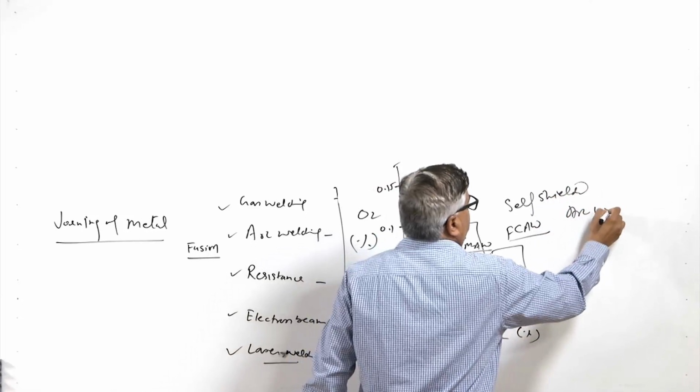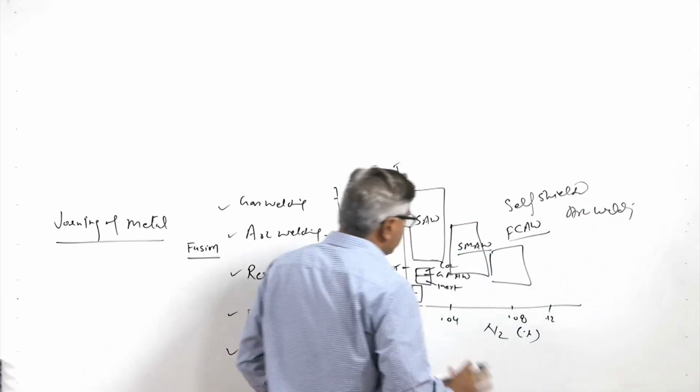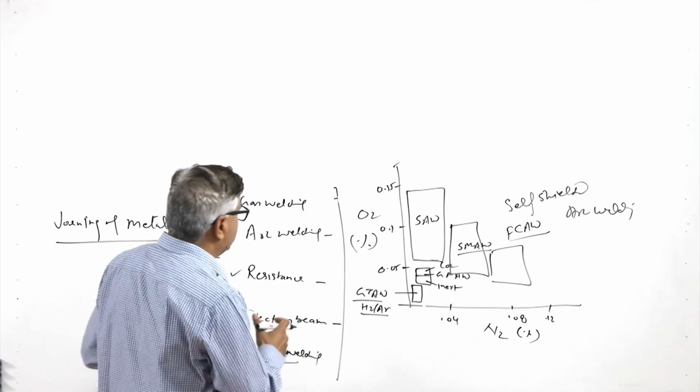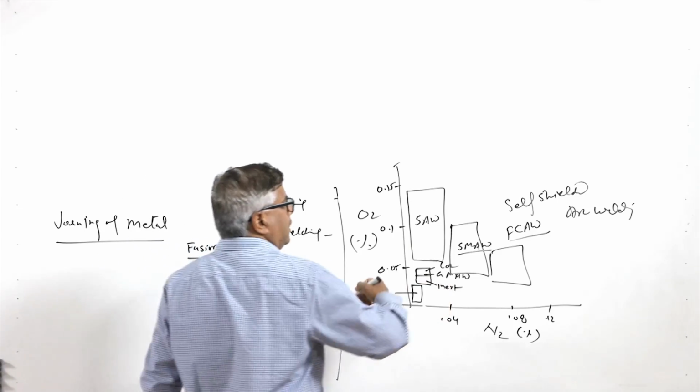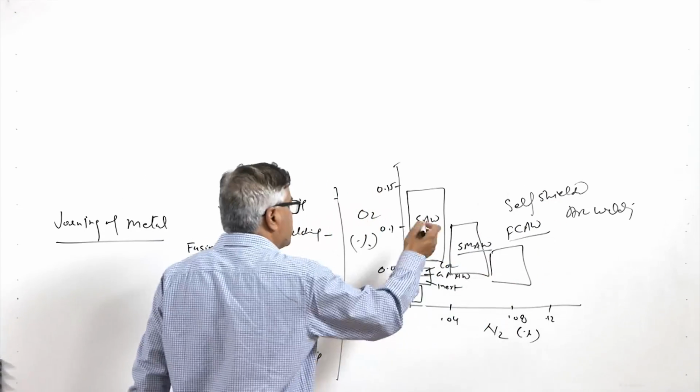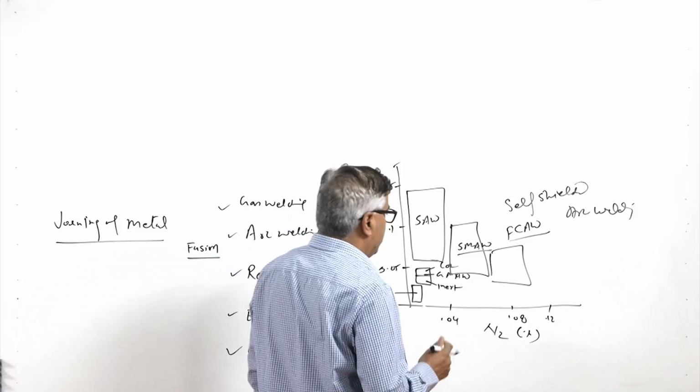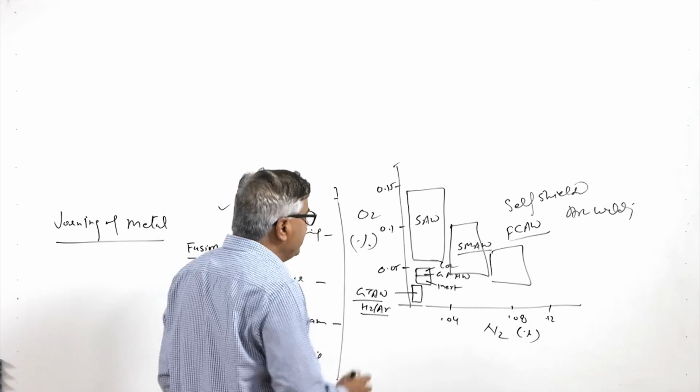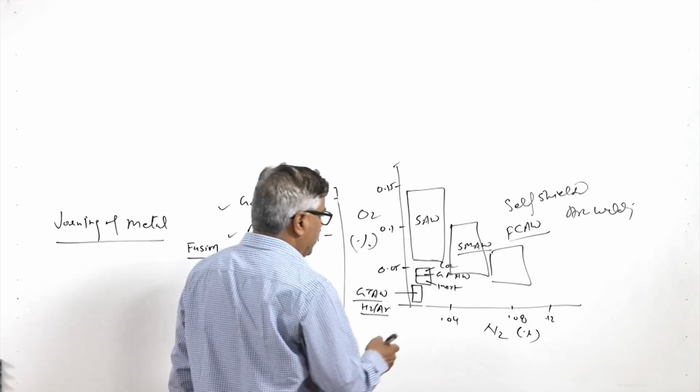arc welding processes. So, all these are different arc welding processes which use different approaches for protecting the weld metal. That is why the cleanliness of the weld metal is different.